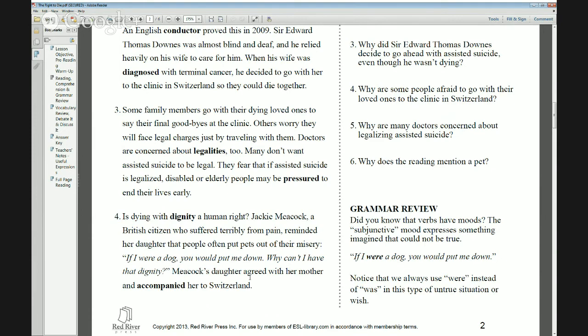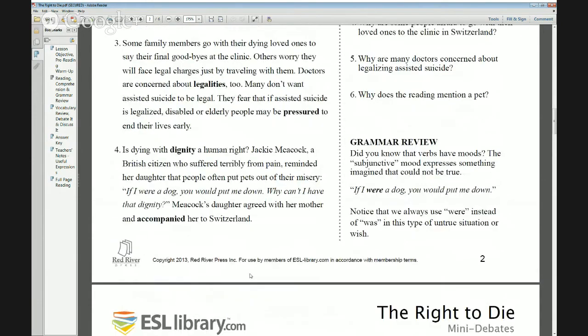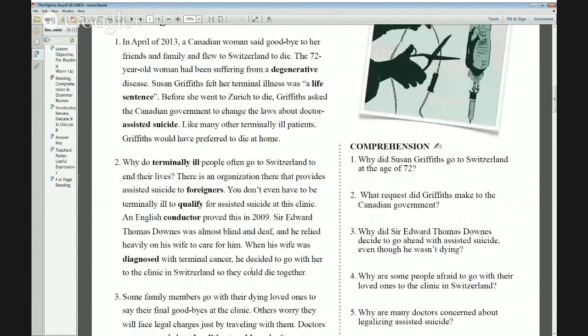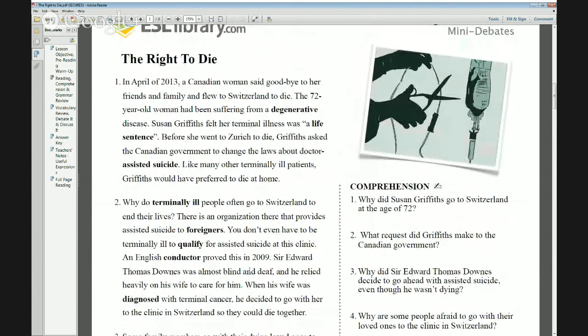Okay, so there you have it. That's the text about the right to die. So this is very debatable and controversial. Depending on the individual, some people may have different opinions of this. Some may agree, some may disagree, perhaps due to religious reasons or whatever else the reason may be.